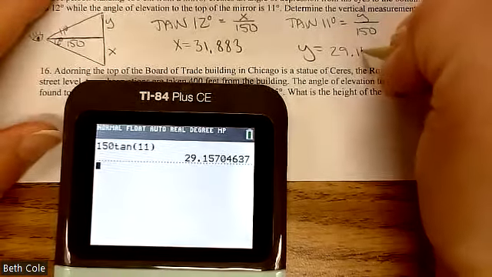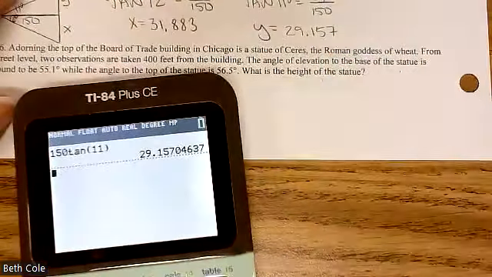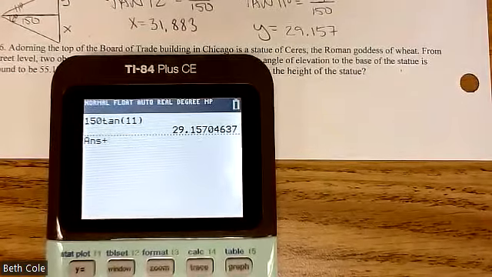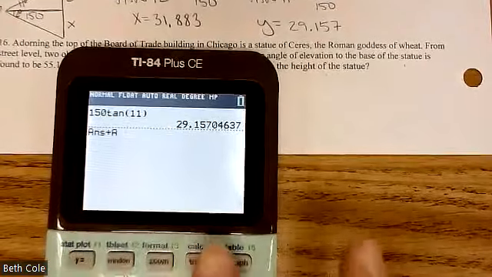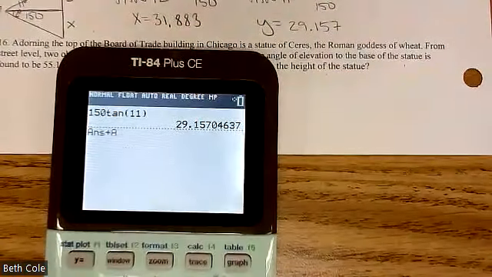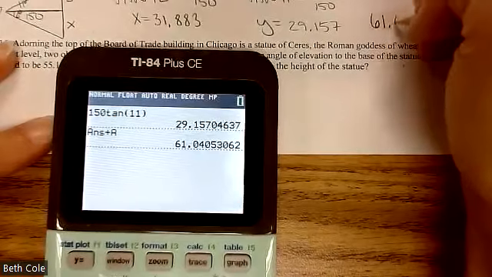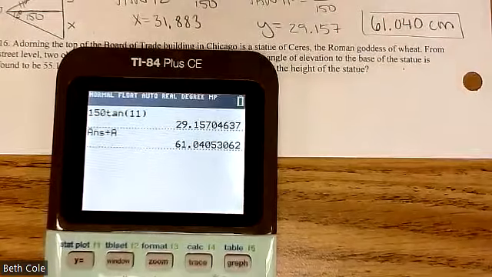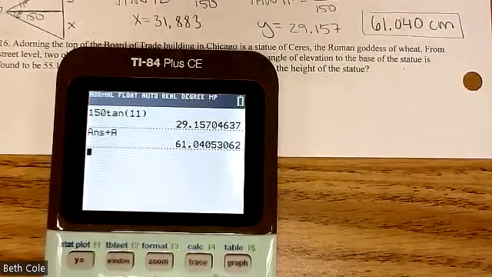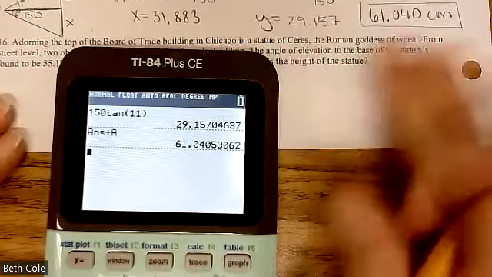I got 29.157. Okay, that's not the final answer though. You have to do plus what? Alpha A. You have to take that and add the first answer. So I got 61.040 centimeters. So when there's two triangles, you do two problems, and then usually you have to add or subtract them together. We're just gonna try one more.